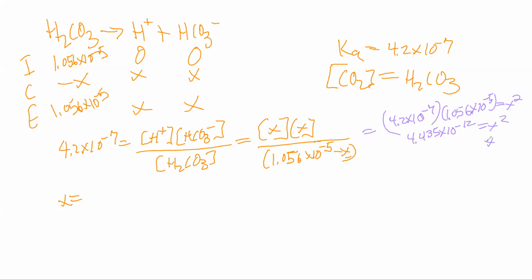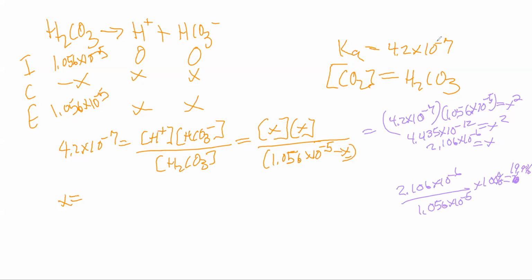And we get an x value of 2.106 times 10 to the minus 6. And so when we check that, we get 20 or 19.9%. So can we ignore it? No, we can't take the shortcut this time.